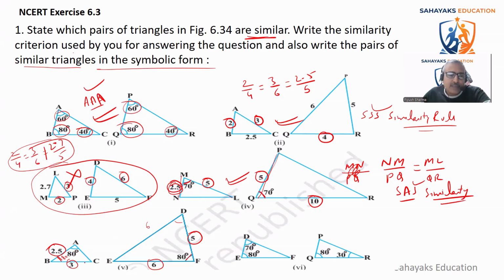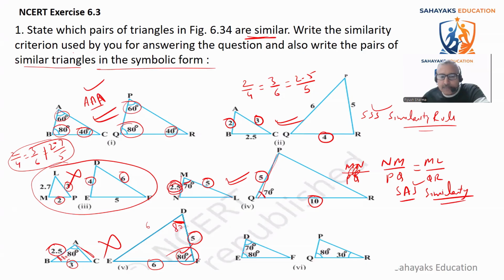Why? Because the angle between 3 and 2.5, we don't know what the angle is. Here between 5 and 6, the proportional side, it's 80. So here we know it is 80. Here between 2.5 and the other side, it is 80. So we can't say what angle this one is. If we would have known that this angle is 80, then they would have been similar. But as of now, we don't know. So this is not similar.